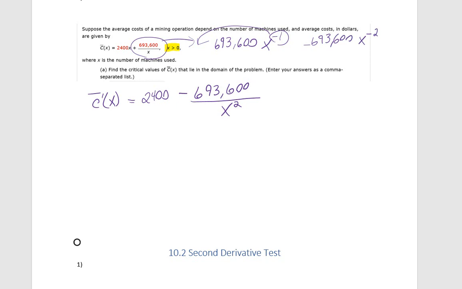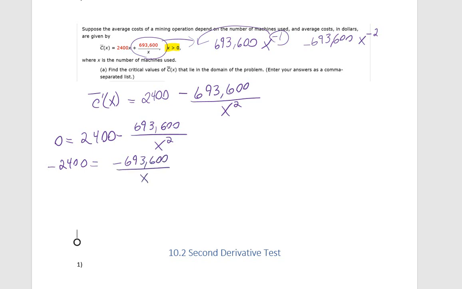So we want to set this equal to 0, and then we want to solve for that x squared. To do that, the first thing I'm going to do is move this 2400 to the other side, so it'll be negative 2400 equals negative 693,600 divided by x squared.